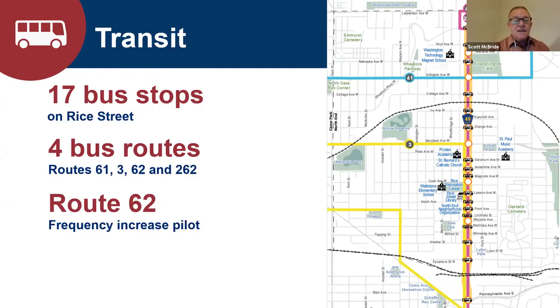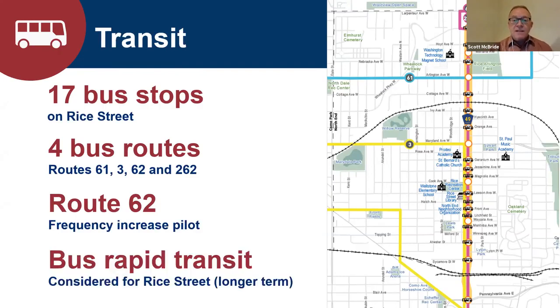On the transit side of things, this is a transit-rich corridor, which is a good thing. We've noted 17 bus stops out here on Rice Street along the corridor. There are 4 routes, the 61, 63, 62, and 262 routes go through here. And many of you may have noticed over the last couple of years, Metro Transit has instituted a pilot out here to increase the frequency, just about doubling the frequency of service out here.